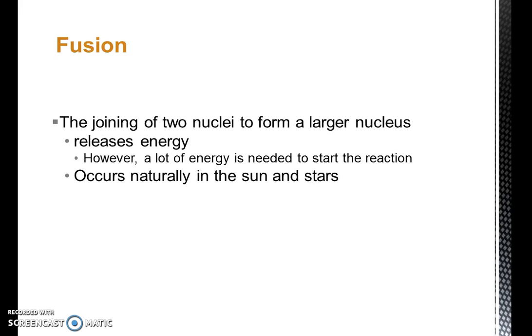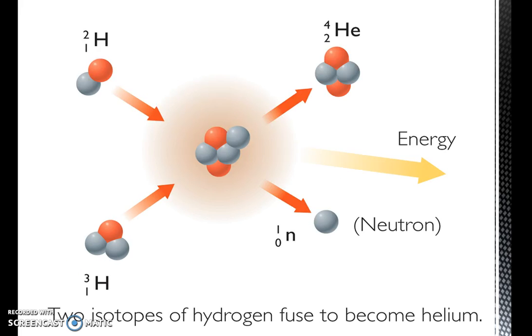Fusion is the opposite of that, so this is when we take two nuclei and join them together to form a larger nucleus. This releases energy as well, but a lot of energy is needed to start this reaction off, so it's not quite as efficient. And this is the process that occurs in the sun and stars naturally all the time. And here's sort of what that would look like. So you have your two smaller nuclei coming together here.